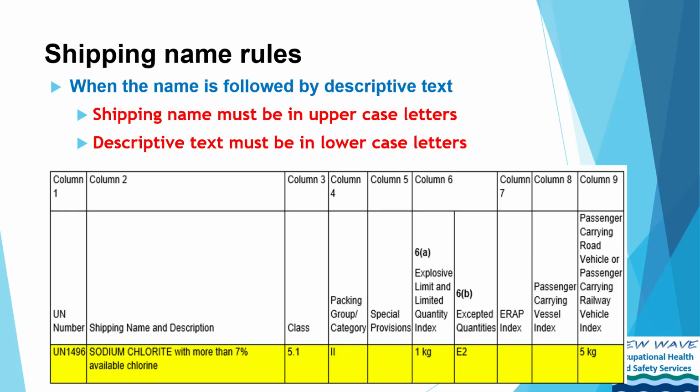Here we have sodium chloride, commonly called bleach. Sodium chloride comes in many strengths, only the strongest of which are dangerous. Thus we have the descriptive text, sodium chloride with more than 7% available chlorine. When the name is followed by descriptive text, the shipping name must be in uppercase letters, and the descriptive text must be in lowercase letters.